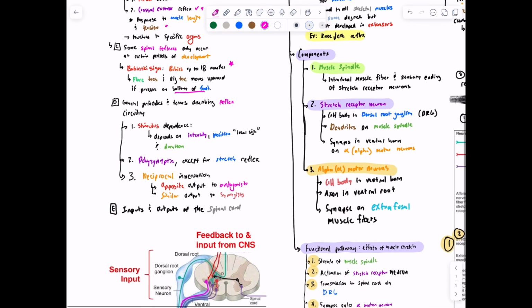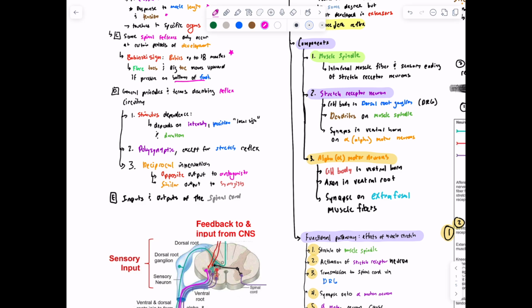And then the general principles describing reflex circuitry: it's stimulus dependent, so it depends on how intense the stimulus is, where it's located, the local sign, and then how long the stimulus is being applied. And those will change the magnitude of the response. All right, and then generally our reflexes are polysynaptic, meaning you have more than two neurons involved, with the exception of the stretch reflex, which is the first one we'll talk about.